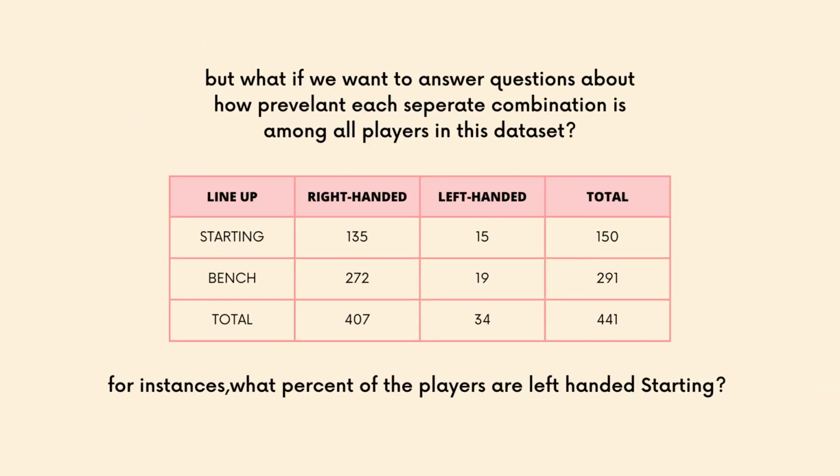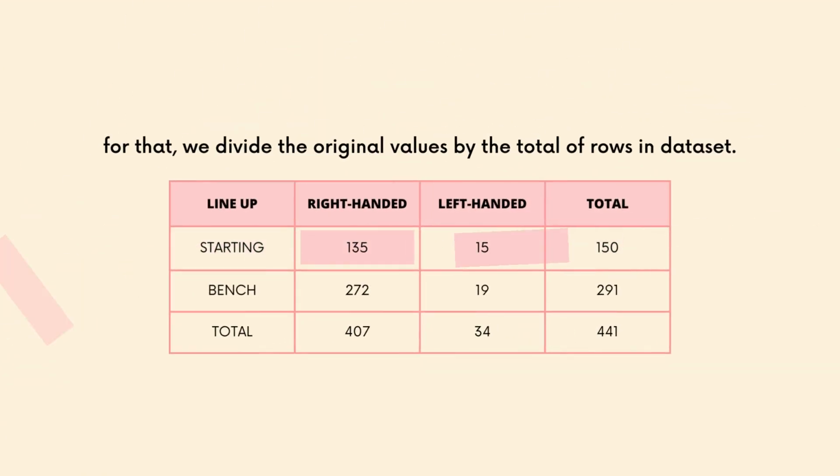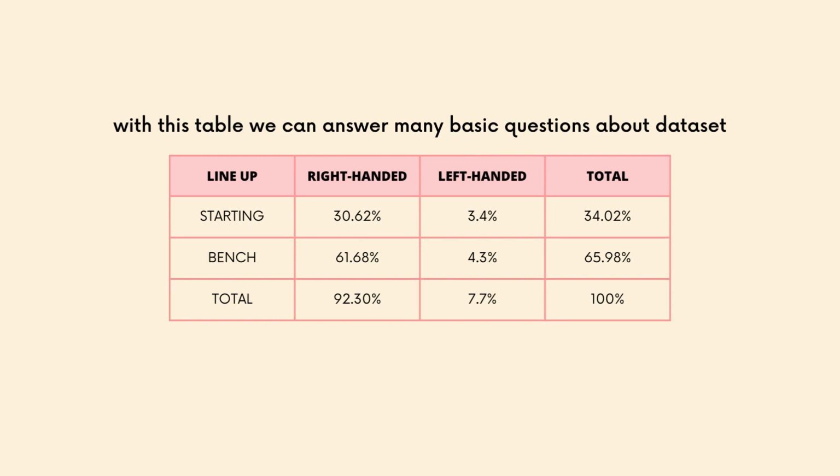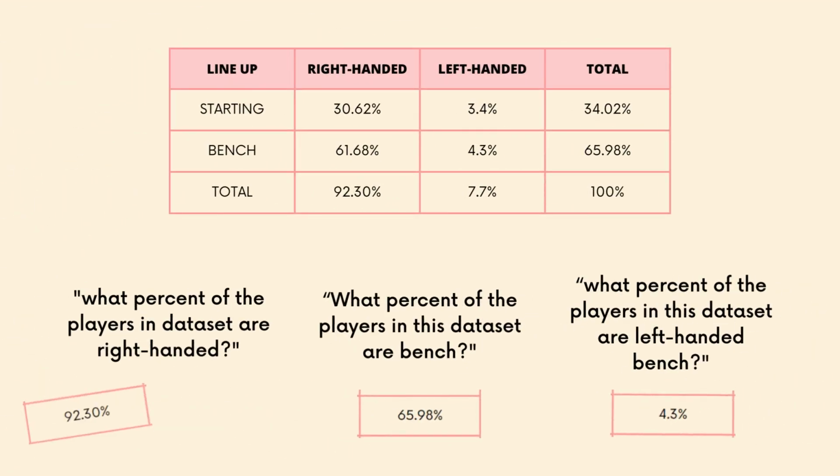But what if we want to answer questions about how prevalent a separate combination is among all the players in this dataset? For instance, what percent of the players are left-handed starting? For that, we divide the original values by the total number of rows in the dataset. As you can see with this table, we can answer many basic questions about the dataset, including what percent of players in this dataset are right-handed? What percent of the players in this dataset are bench? What percent of the players in this dataset are left-handed bench? And so on.